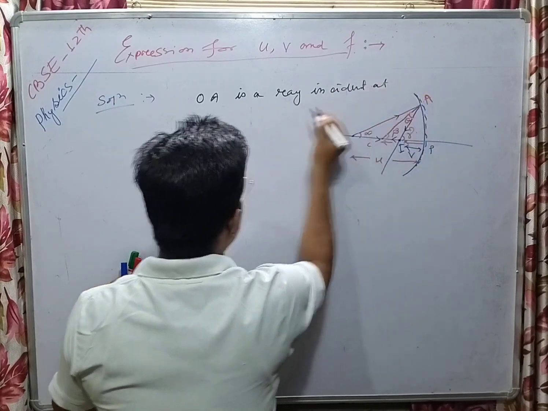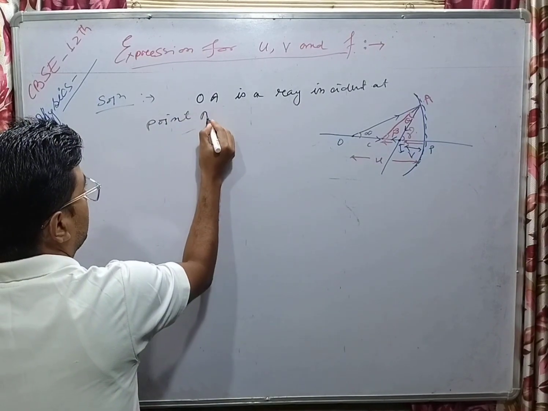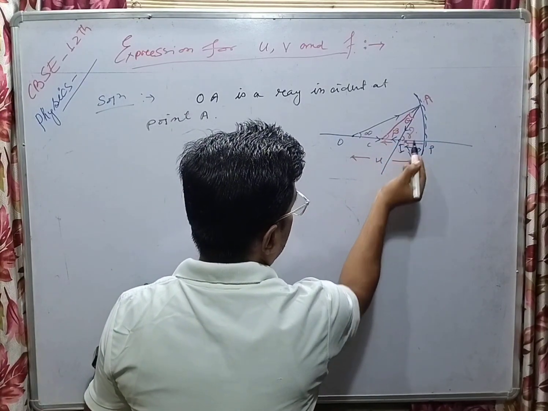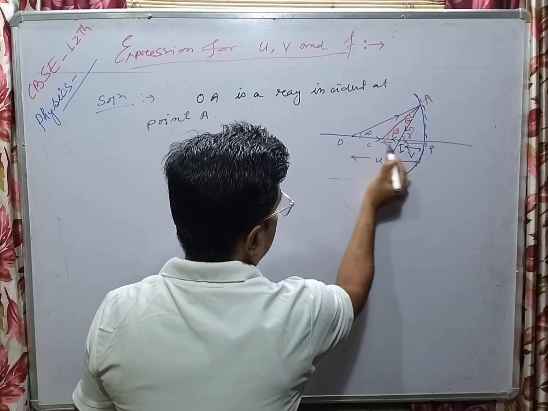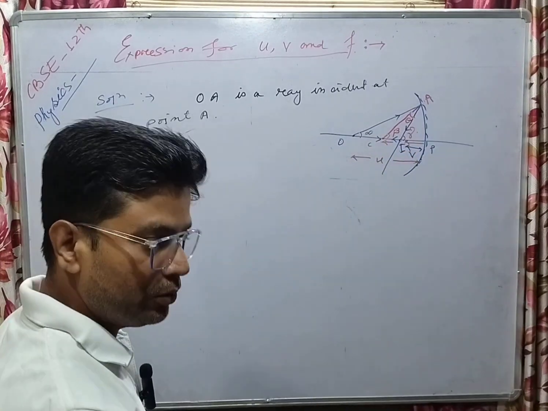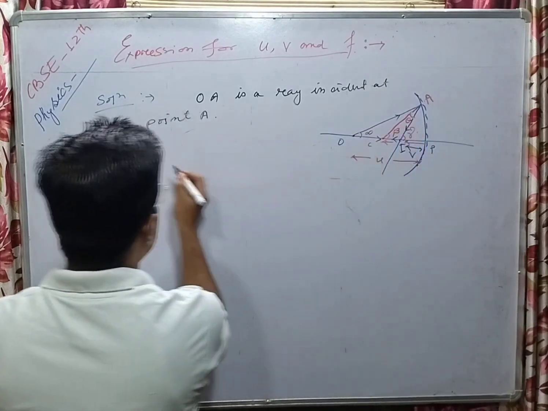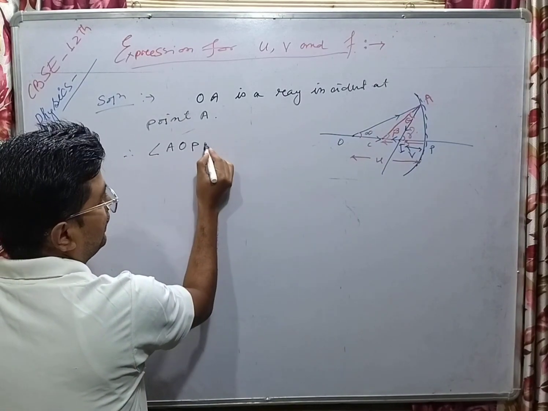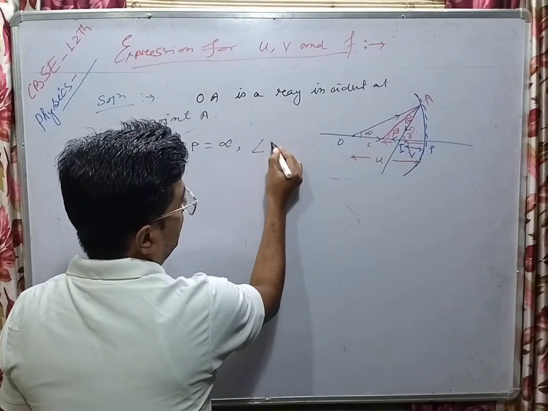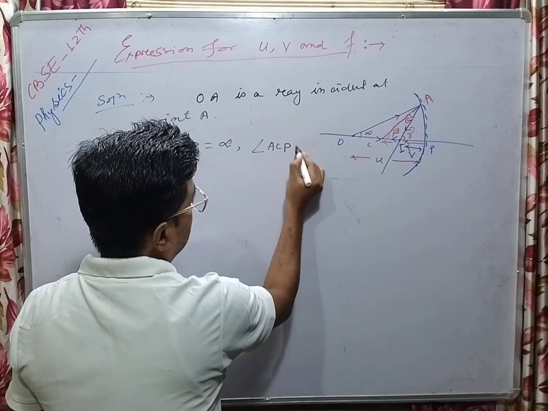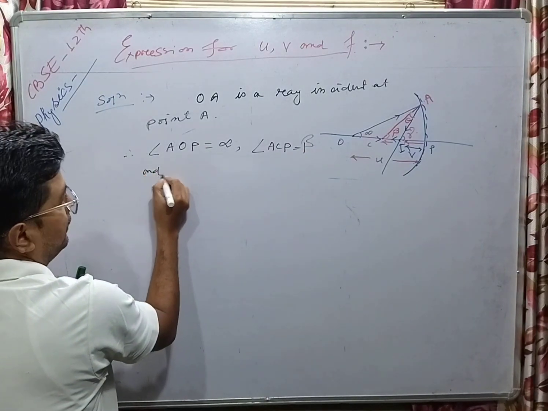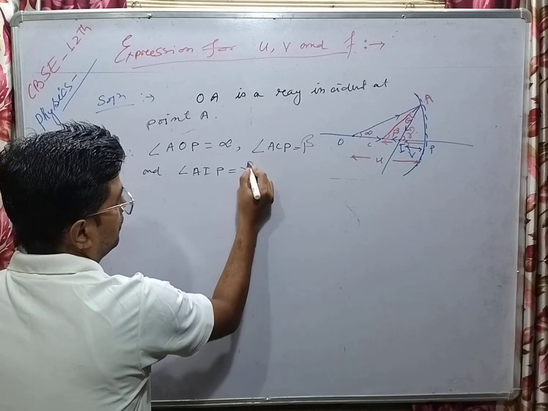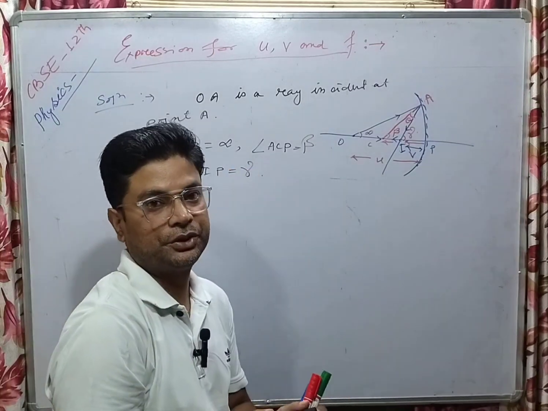It is incident at point A. After reflection, the ray will pass through point I, and the image will be formed at point I. The angle created by OA, angle OAP, is equal to alpha, angle ACP is equal to beta, and angle AIP is equal to gamma. This is my assumption.